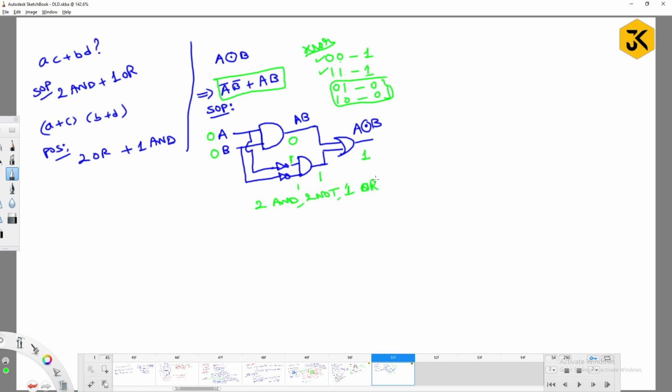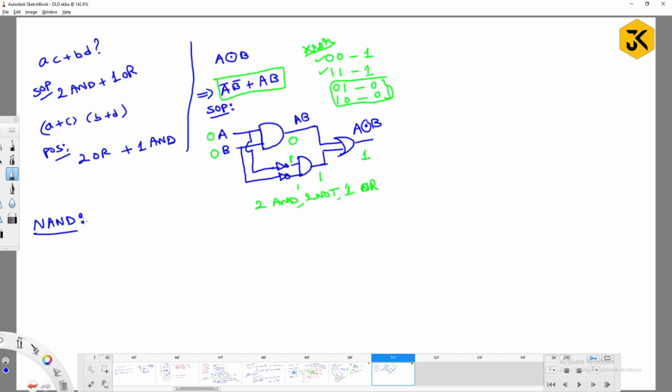One OR gate, right? But the thing is, as companies try to construct the circuits, they don't know exactly how many AND gates are required, how many NOT gates are required, how many OR gates are required. So that's the reason people thought, is there any solution or not, they have to find. The solution will be available in the form of NAND gate.